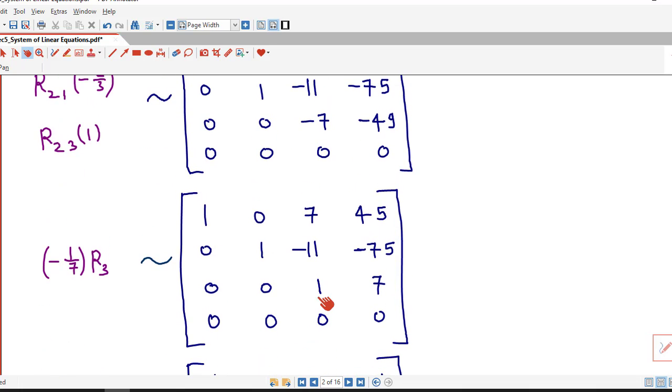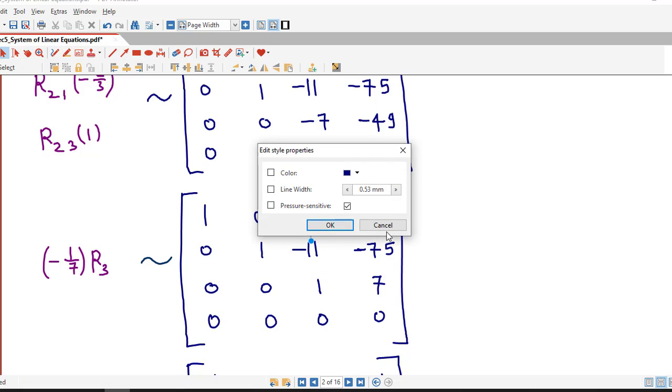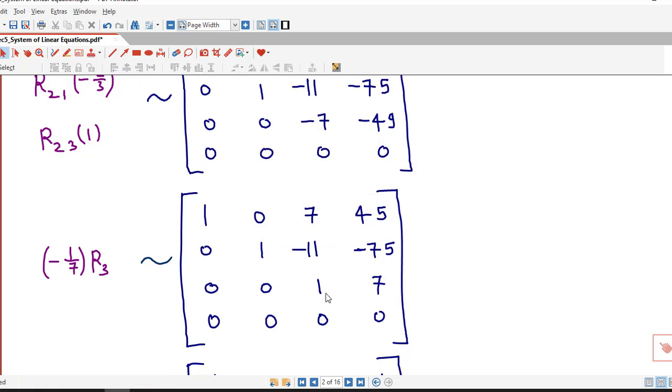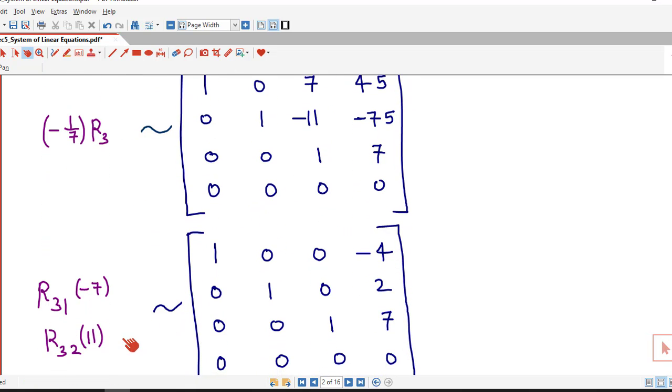Now we obtain first non-zero entry of third row which is 1. So using this 1 we have to make these two 0. So to make this 0, we multiply third row by 11 and add in second row. To make this entry 0, we multiply third row by -7 and add in first row. Here I have to write 1 only.